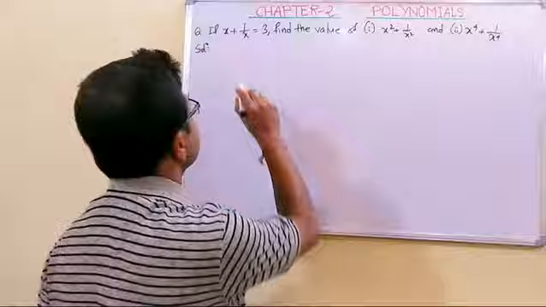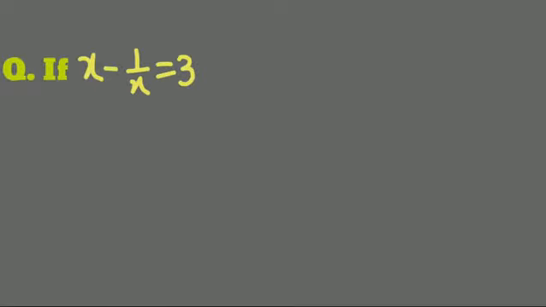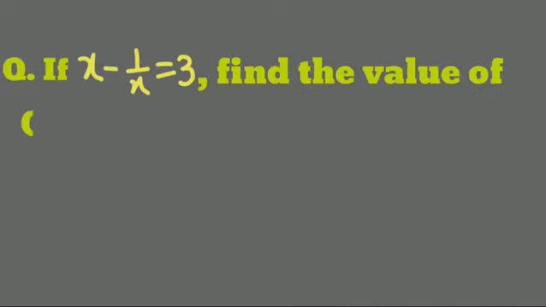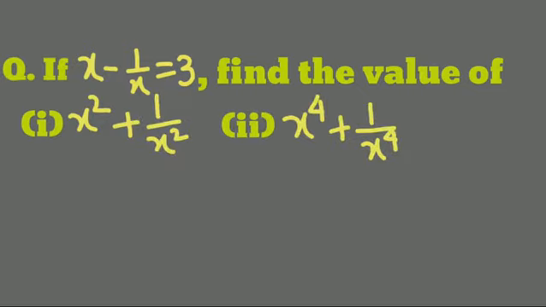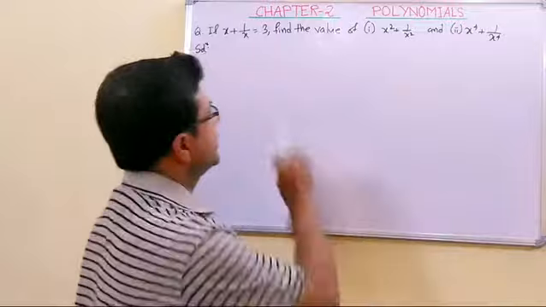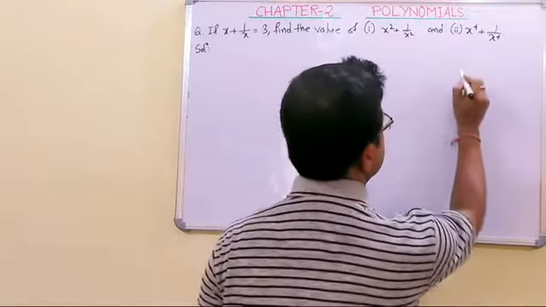Here the question is, if x plus 1 by x equal to 3, find the value of number 1, x square plus 1 by x square, and number 2, x to the power 4 plus 1 by x to the power 4. Now before solving, let us discuss some formula.